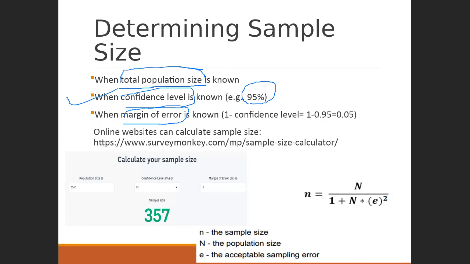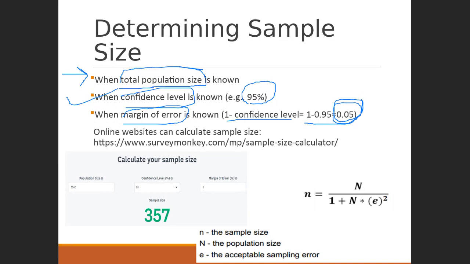Margin of error is very easy to calculate. Margin of error is 1 minus confidence level. It gives you 1 minus 0.95, which gives you the value of 0.05. Okay, so this is something which is problematic. In most situations, you are not aware of your total population size. So what to do in those particular situations when you are not aware of your population size?